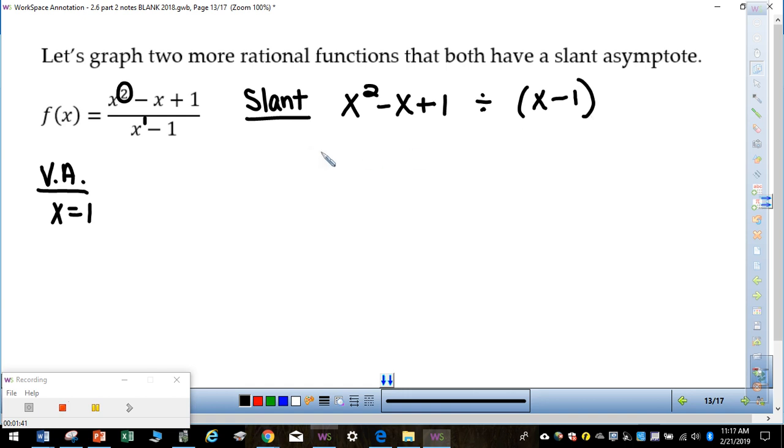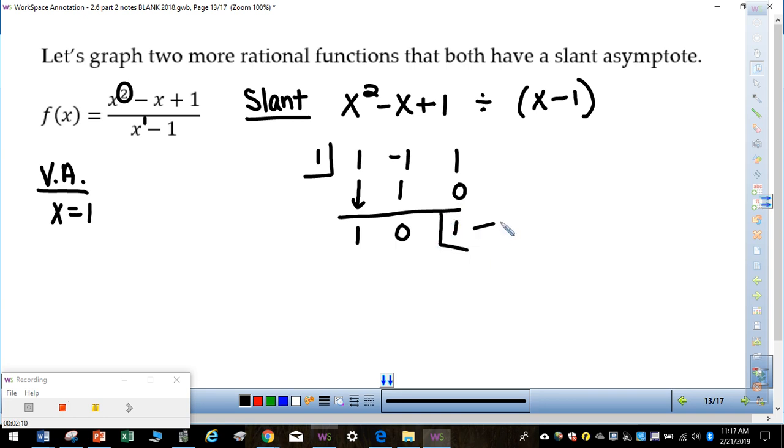And we can use synthetic division for this. So let's turn that -1 over here into a +1. We'll list out the coefficients representing the x squared minus x plus 1. There's a lot of 1's here. We'll go ahead and bring down the first number to the bottom. 1 times 1 is 1. Add the column, giving us a 0. 0 times 1 is 0. Add the column, giving us a remainder of 1.